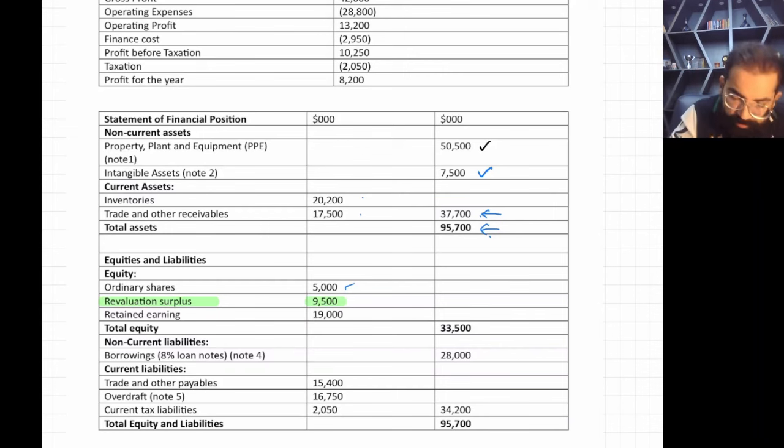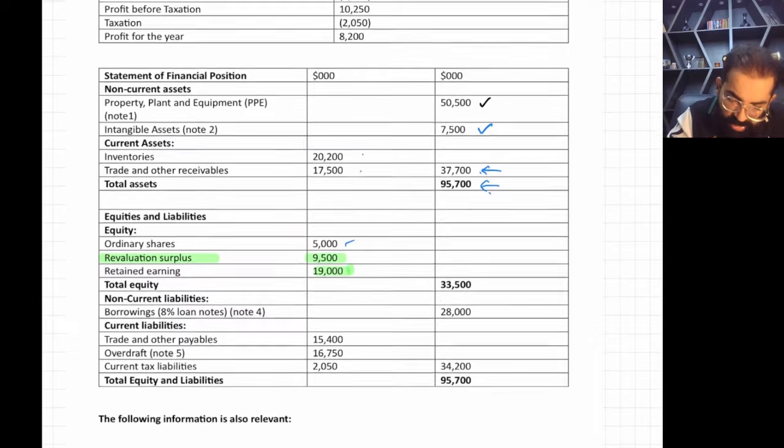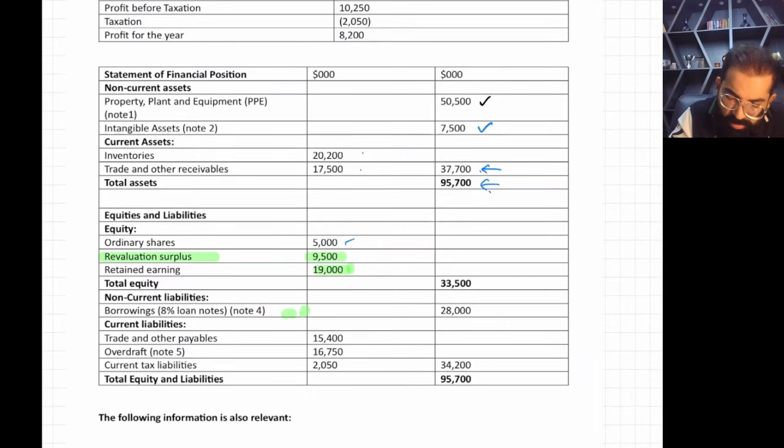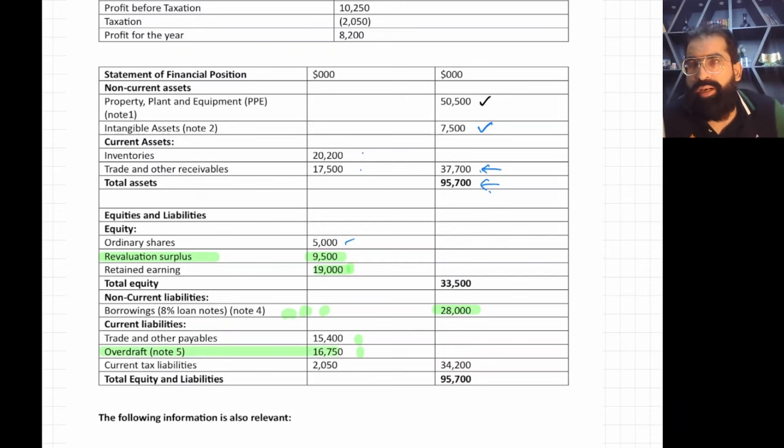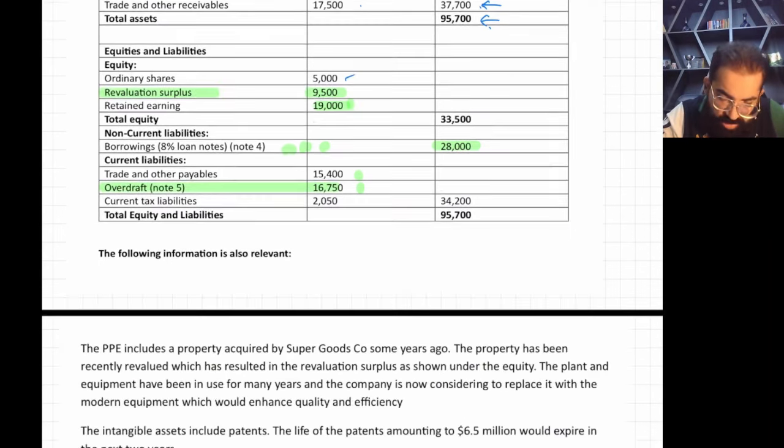Then you have retained earnings, and you have borrowings as well: an 8% loan note of 28,000, a significant amount, right? Then you have trade payables and an overdraft. Wow, overdraft. Overdraft is a very dangerous current liability. Okay, this is the situation.